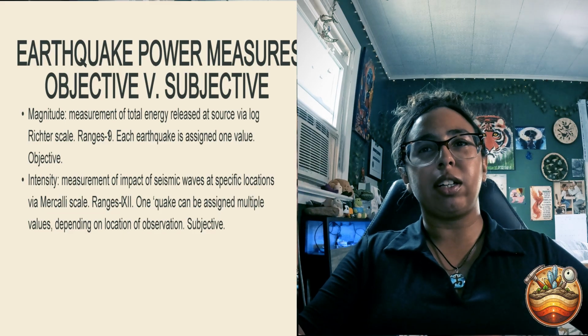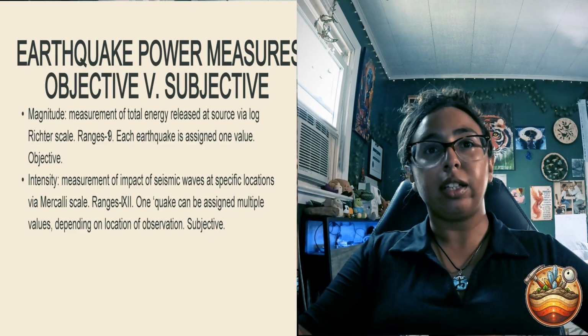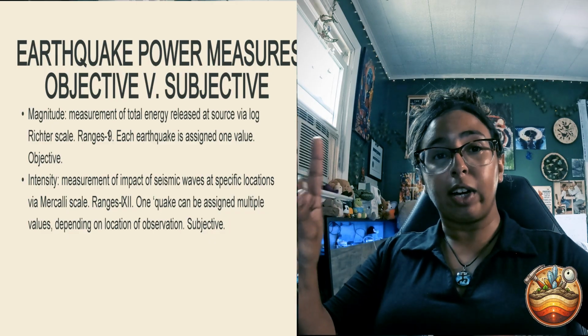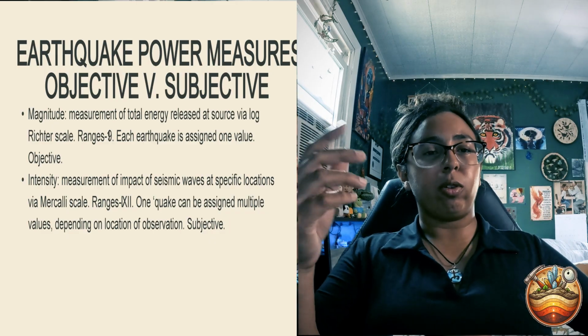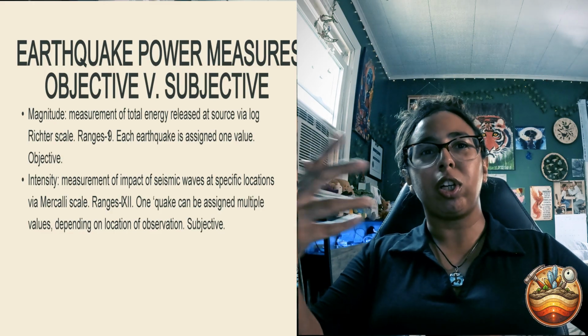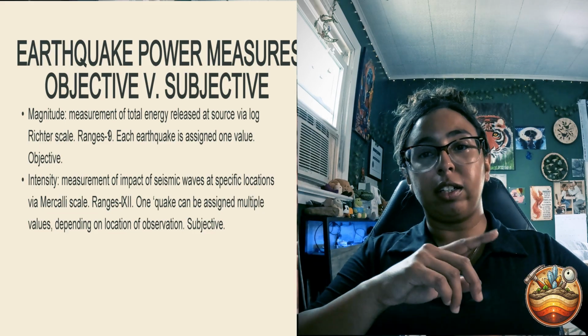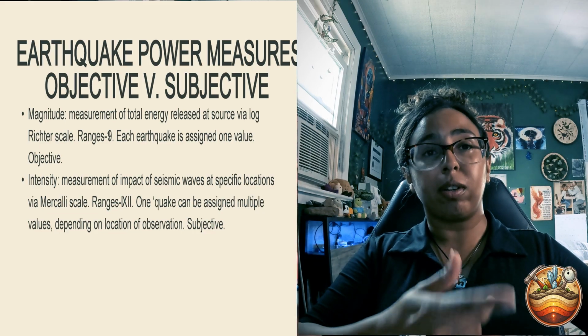And this is usually done in a log scale called the Richter scale. It does range from 1 to 9. Each earthquake is assigned one value only, and that's what makes it objective. It's all numbers. There's only one value. You can't really argue about numbers. Now, the intensity, another way to measure it, is more subjective.